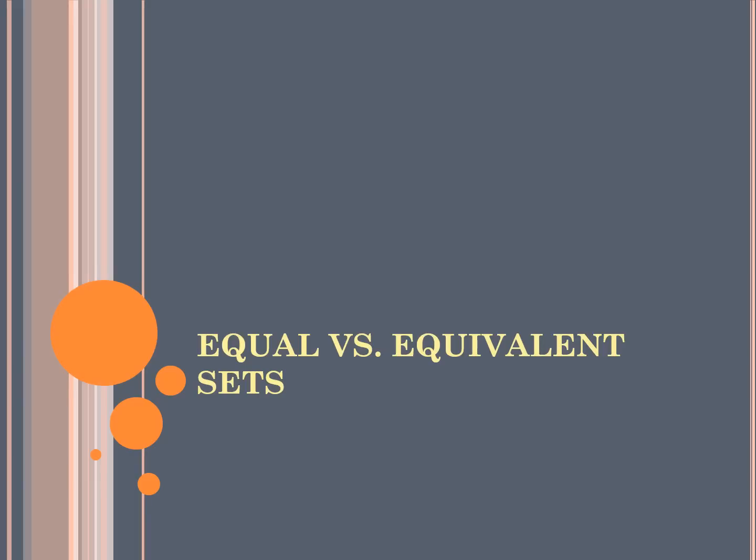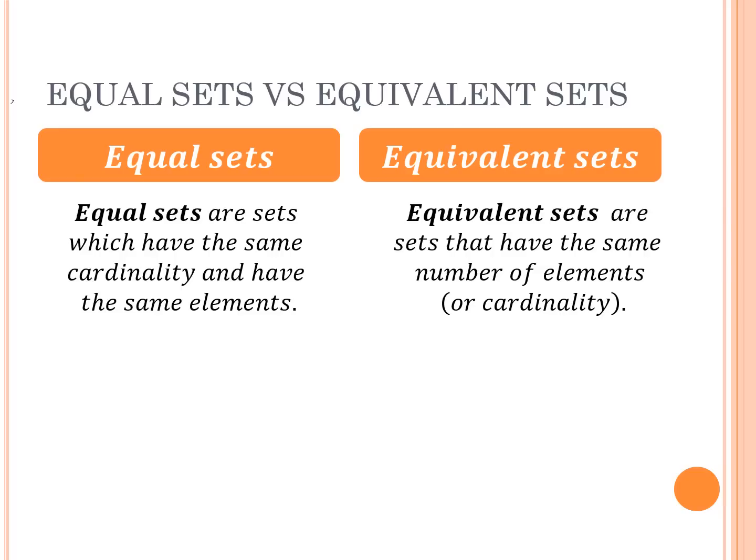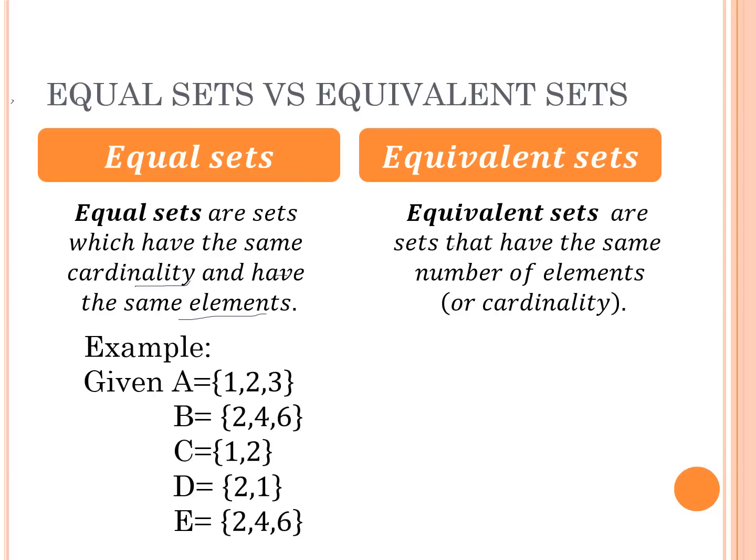We also have what we call the equal and equivalent sets. Let's see the difference between the two. Equal sets are sets which have the same cardinality and have the same elements. On the other hand, equivalent sets are sets that have the same number of elements only. So what we are considering for equivalent sets is the number of elements. If they are the same, then we consider them equivalent sets. And if they have the same cardinality and exactly the same elements, then they are called equal sets. These are the symbols that we will use for equal sets, the equal sign, and for equivalent sets, we have this symbol.